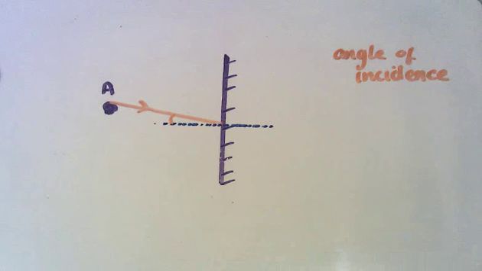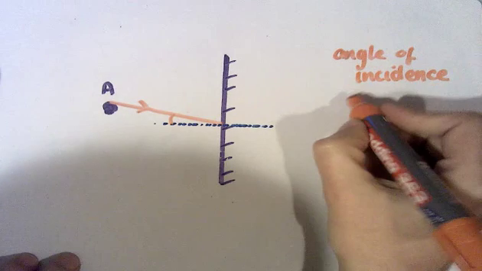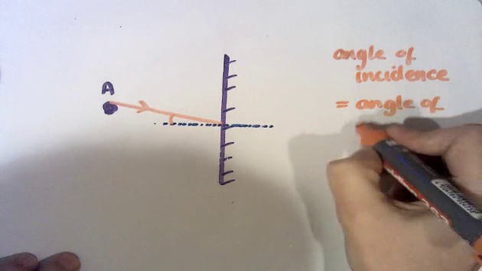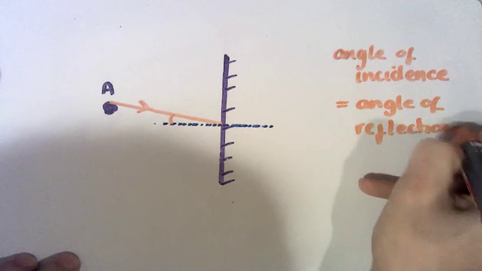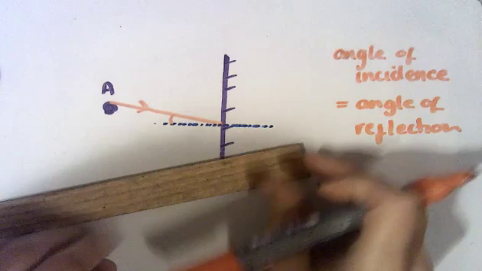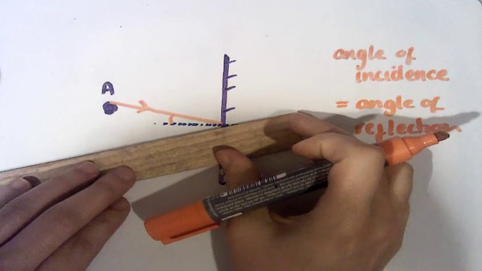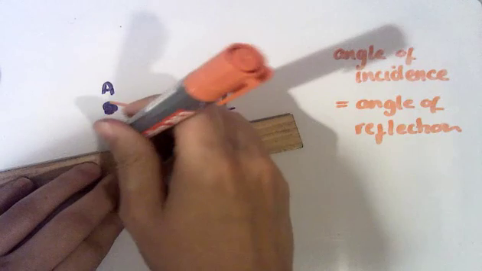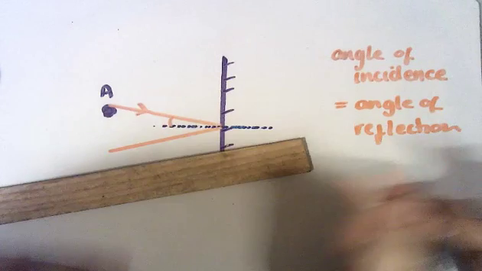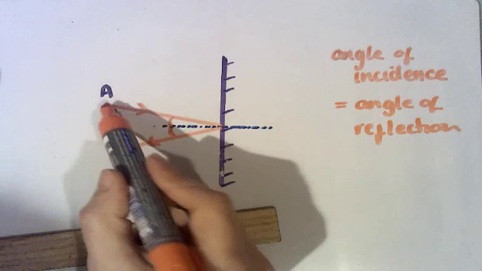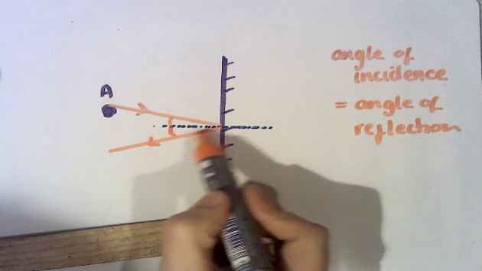So using a protractor, we would measure that angle, and then we know from our law of reflection that the angle of incidence is equal to the angle of reflection. So we would measure that angle, and we're going to measure the same angle on this side, and we're going to draw the reflected ray. So in actual fact, this ray comes into the surface of the mirror and is reflected back out again.